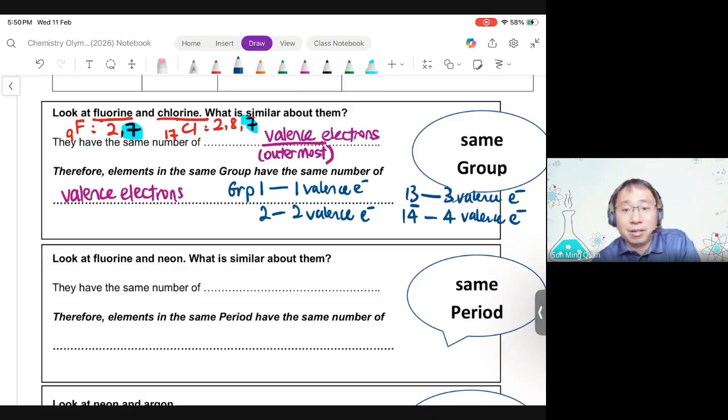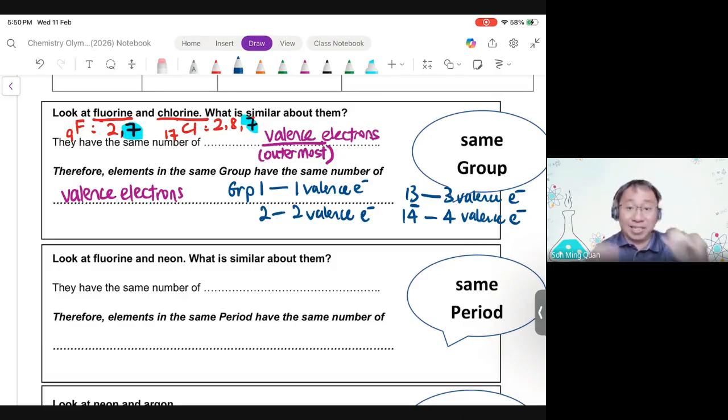Okay? I'm actually going to do this with my combined science class tomorrow. I have called it the most important chemistry lesson you will ever have. Okay? So I hope you realize the number of valence electrons will tell you which group the element is from.